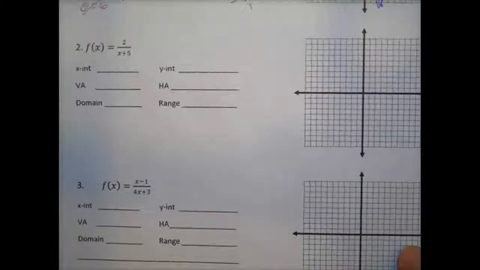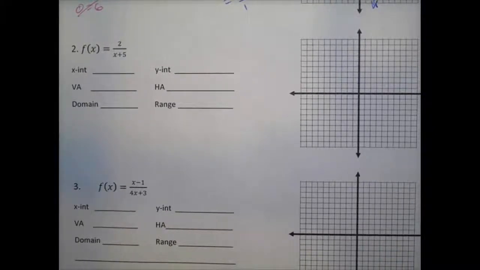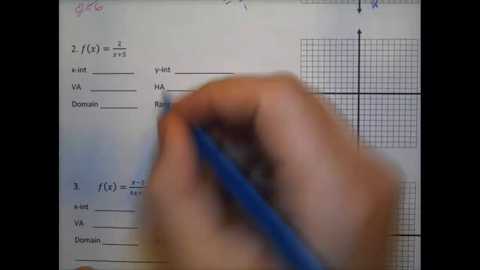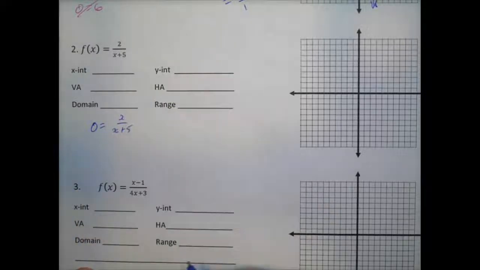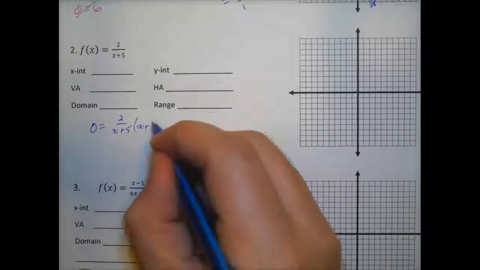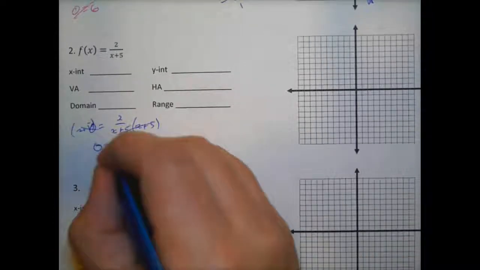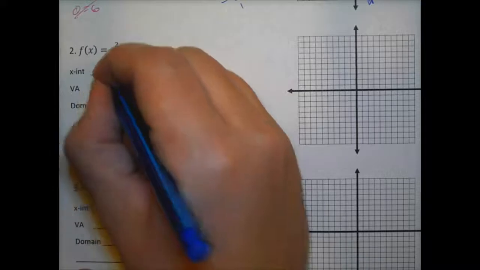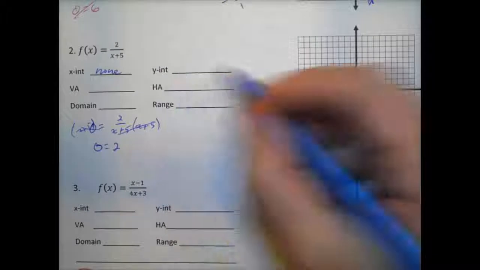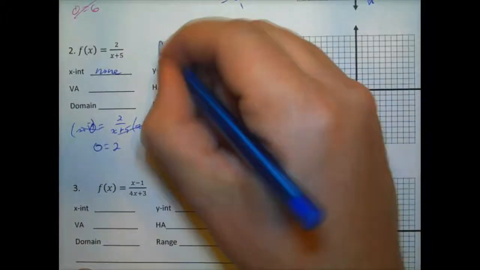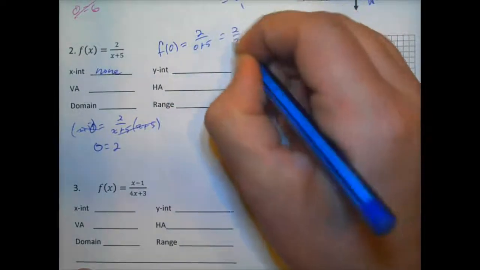All right, moving on, let's do another. I'll do a couple of these with you guys. So in this one, we have 2 over x plus 5. For my x-intercept, again, set the equation equal to 0, so 2 over x plus 5 equals 0. If I multiply by x plus 5 on both sides to solve for x and get rid of that fraction, I have 0 equals 2. 0 does not equal 2, so again, this has no x-intercepts, which is no big deal. Now for my y-intercept, I can put in 0 for x, so I have f of 0 equals 2 over 0 plus 5, which would give me 2/5, which is fine.